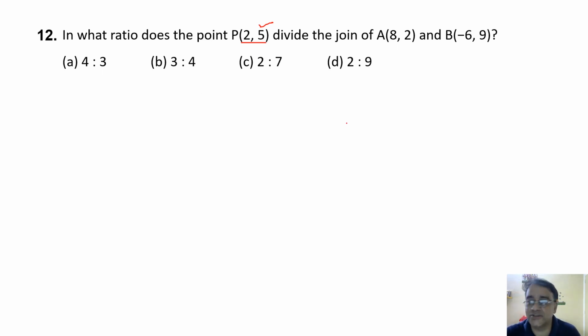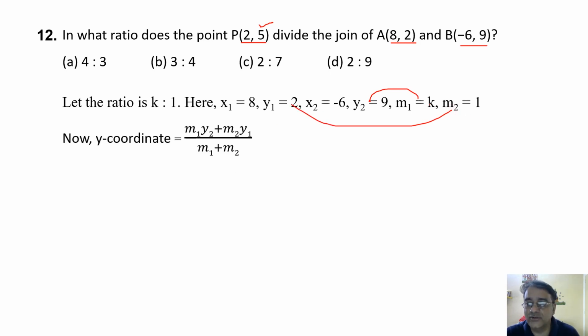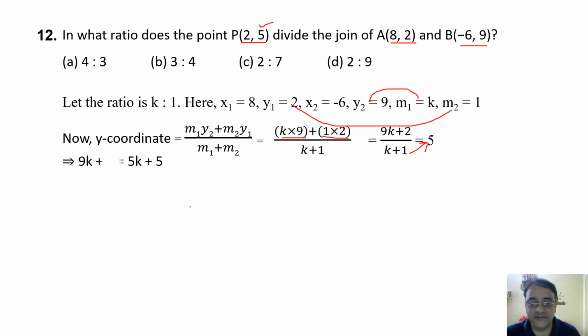So let the ratio be k is to 1, and (x1, y1) is (8, 2) and (x2, y2) is (minus 6, 9). Right, so m1 is k and m2 is 1. So I'm going to take the y coordinate: (m1 y2 plus m2 y1) upon (m1 plus m2). So we are going to get (k into 9 plus 1 into 2) upon (k plus 1), and this will become (9k plus 2) upon (k plus 1) is equal to 5. That is given. Now cross multiplication. So 9k plus 2 is equal to 5k plus 5.